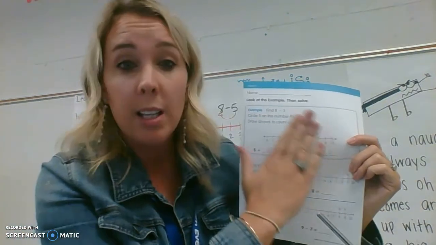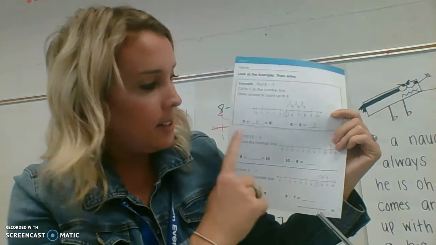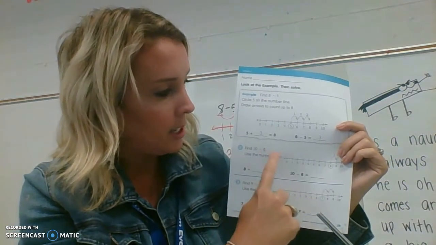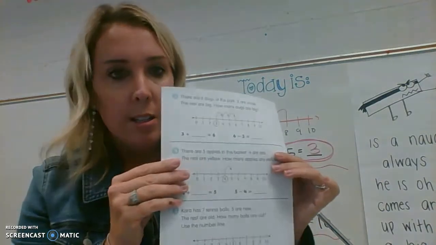It's called a fact family, but we're going to call it a number family because we're going to keep our family together here, our number family together, all right? And then down here, same thing. Start with the little number and you're going to count up to the big number, okay? Same thing on the back.